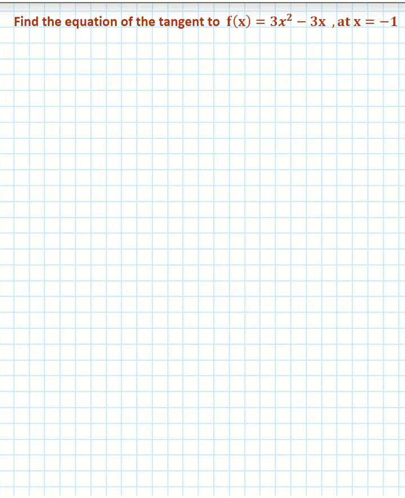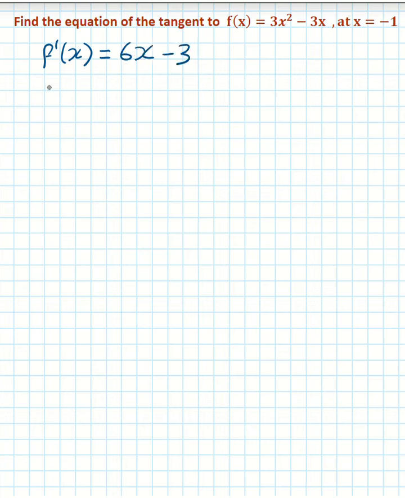So the first thing we need to find out is the slope. So we're going to use the first derivative, so f dash x equals... So using the derivative laws, that's going to be 6x minus 3.